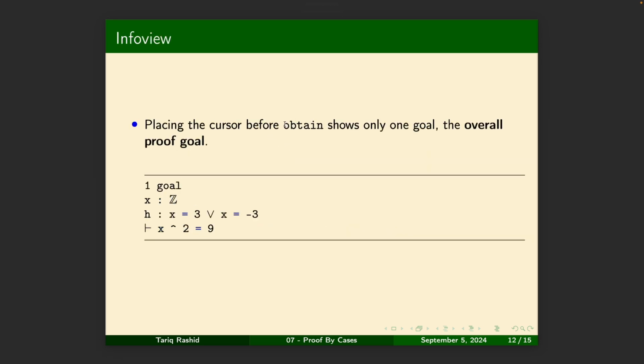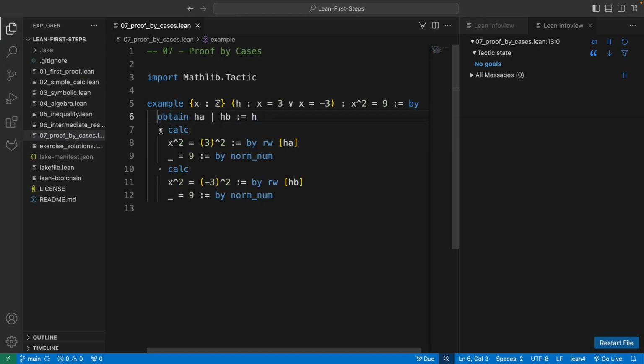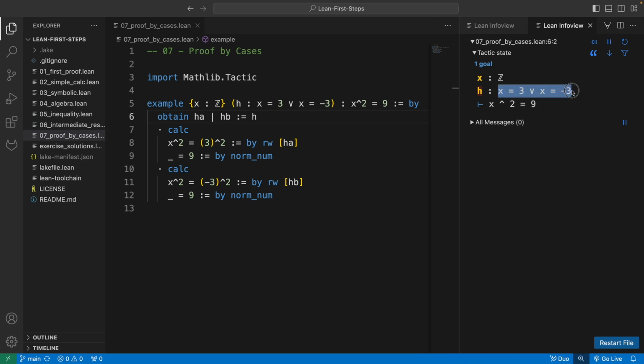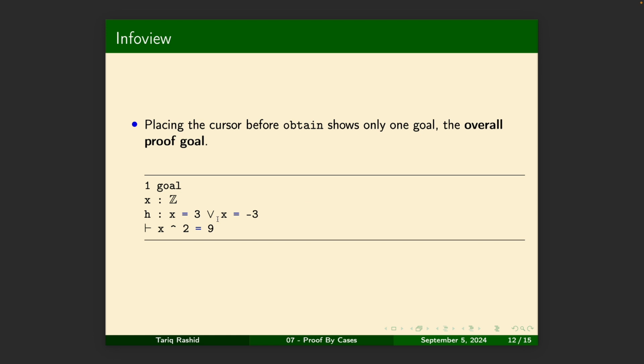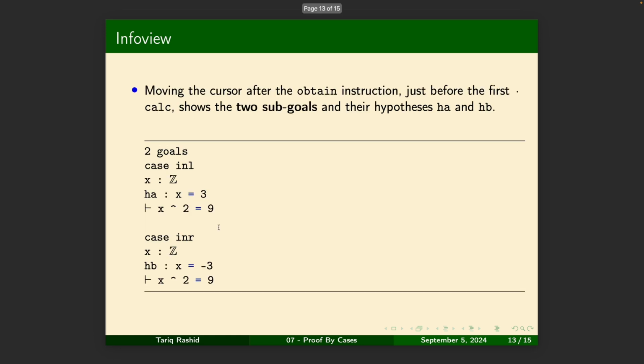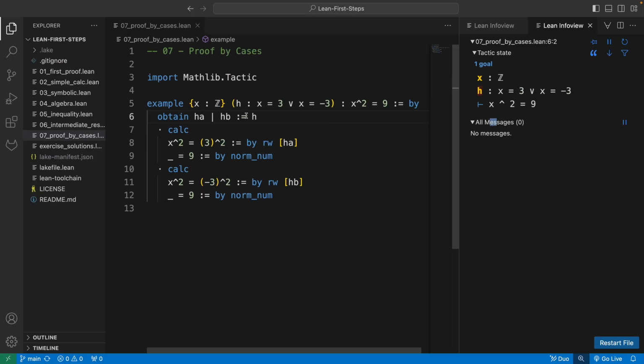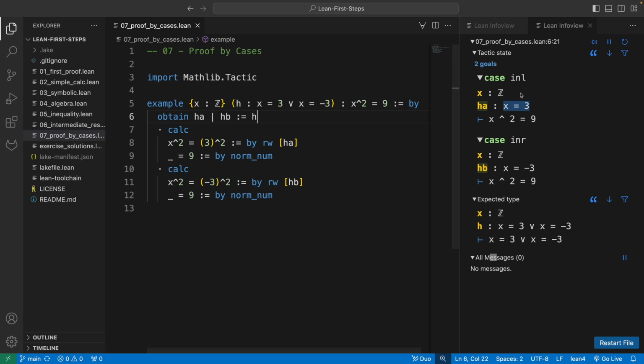So if we place the cursor before obtain, let's do that. If we place the cursor before obtain has been run, our hypothesis is that disjunction. That's what we expect. So that's what we would see. If we place the cursor after obtain, that means the hypothesis has been split into two. So let's do that. We saw that earlier, we're just rerunning it for practice. We can see now there are two hypotheses, HA and HB, with the two cases.